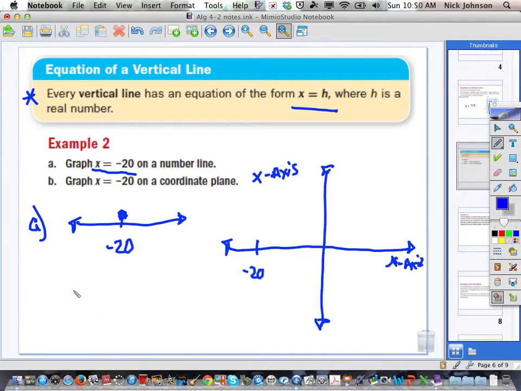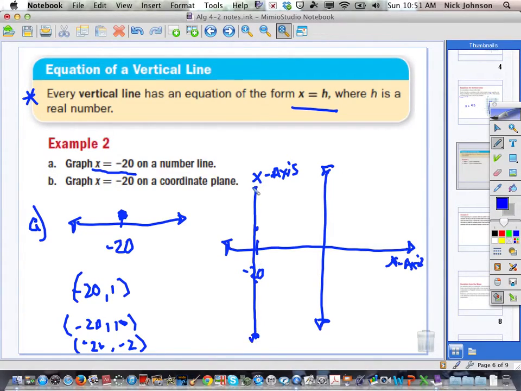Some points that would be on it are (-20, 1), (-20, 10), and (-20, -2). So we could plot points right up along here and then connect my dots. And yes, Mr. Johnson's graph's not that great, but you can tell it's a vertical line that goes through negative 20. Okay?